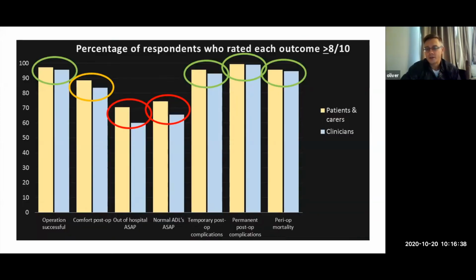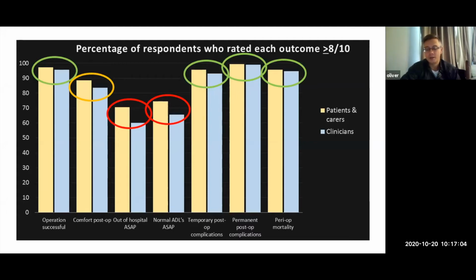And this graph shows you really exactly the same thing. The clinical outcome measures, which are the ones with the green circles around them, have very high ratings in terms of their importance, and very high agreement between patients and carers and clinicians. So everybody is unanimous that those are really important outcomes, but the patient-centered ones are rated much more highly by patients and carers than they are by clinicians.